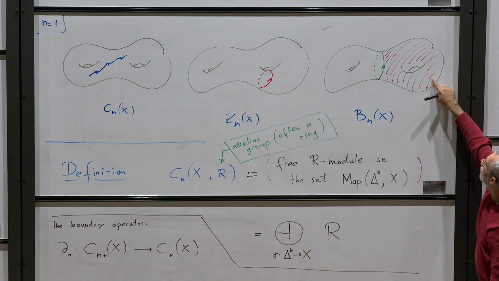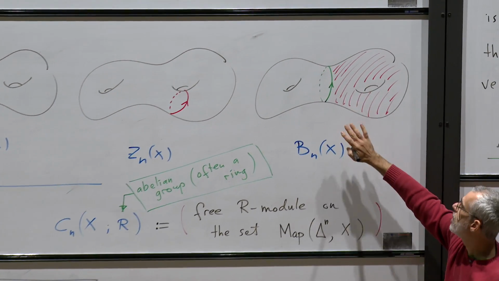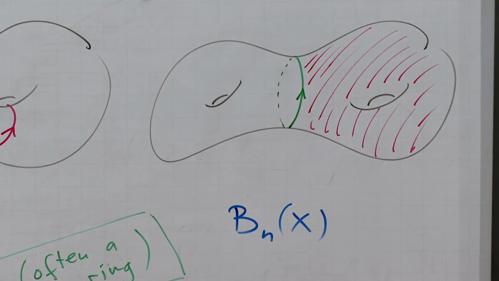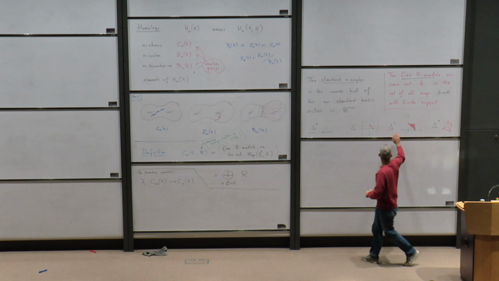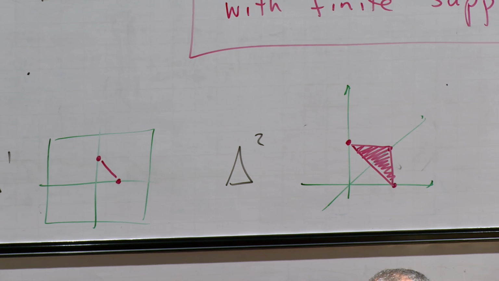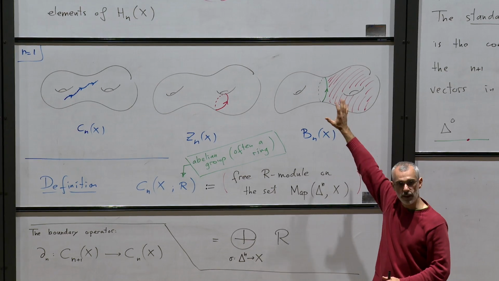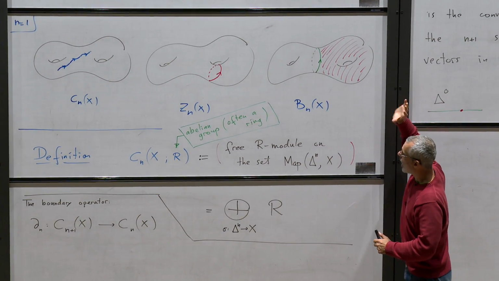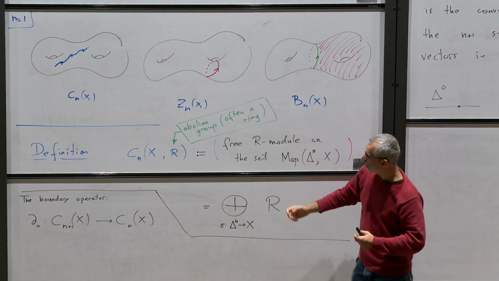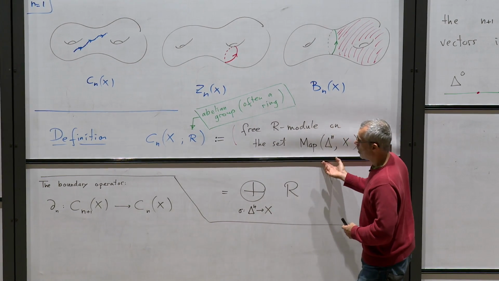Right now I sort of just shaded the whole thing, but imagine that this red part has been triangulated, and for each one of these triangles I have picked an actual map from this standard 2-simplex into my space X, and then I form the sum of all these elements. So that's an element of C2, and this element in green is what I want the image to be under that map.